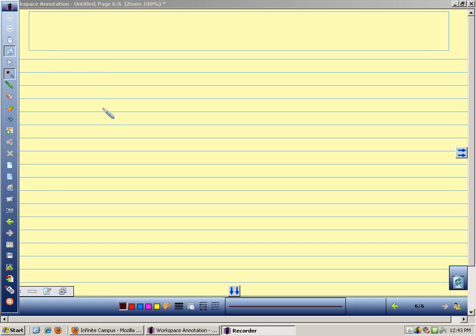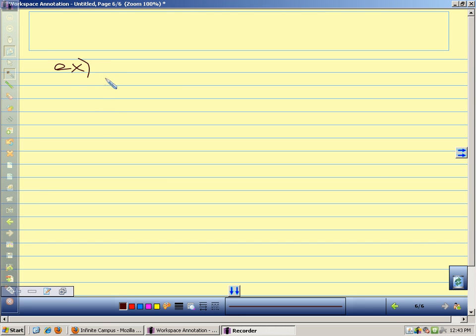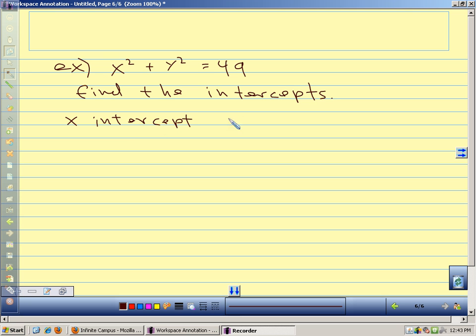Everybody's good? All right. Our example, we have x squared plus y squared equals 49. We want to find the intercepts. So if your problem asks you to find the intercepts, to find the x-intercept, we're going to plug in y equals 0, and we're going to solve for x.